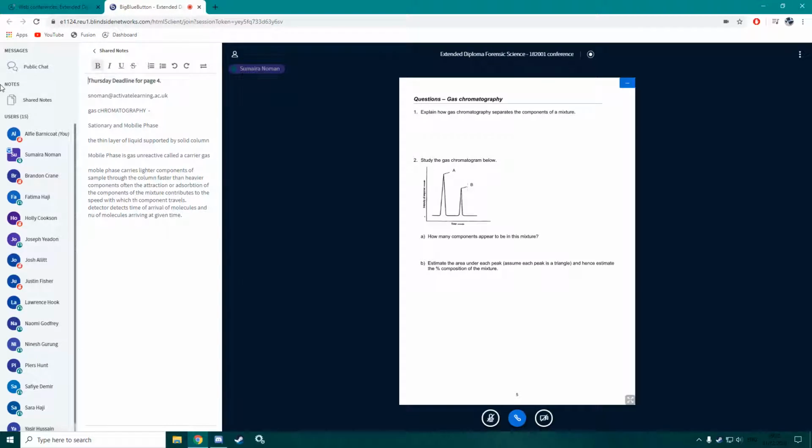Okay, I think that's enough. The detector will detect when the molecules of a particular component arrive, and the number of molecules arriving, or the amount, should I say. It doesn't give you a molar amount, so maybe I should put amount in there. Amount would be better.